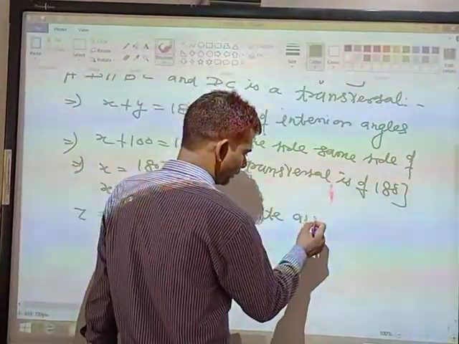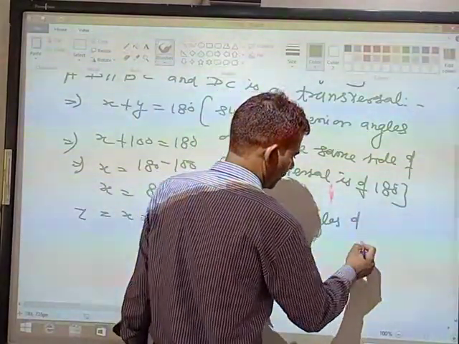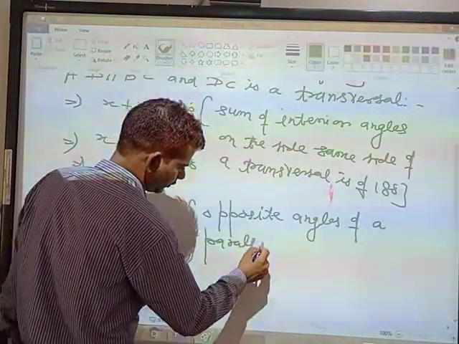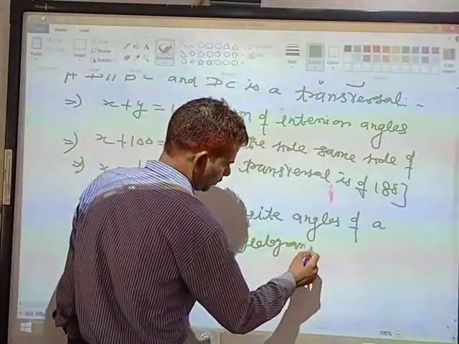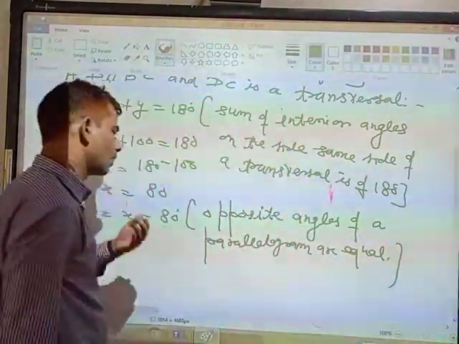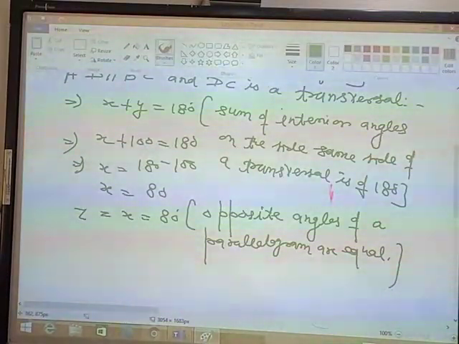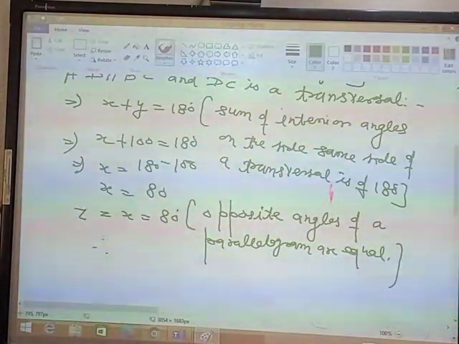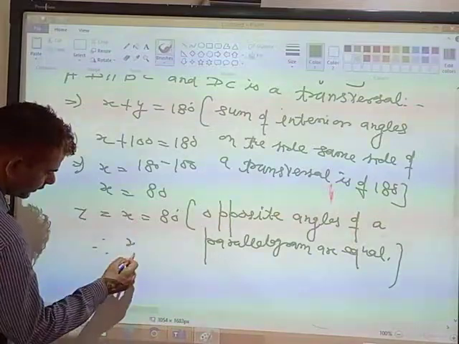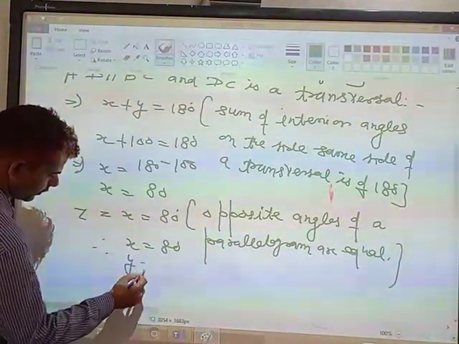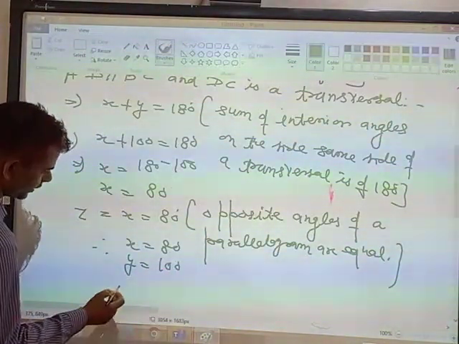Write: opposite angles of a parallelogram are equal. Student, any doubt, any problems? No, sir. Therefore, student, x is 80 degree, y is 100 degree, z is your 80 degree.